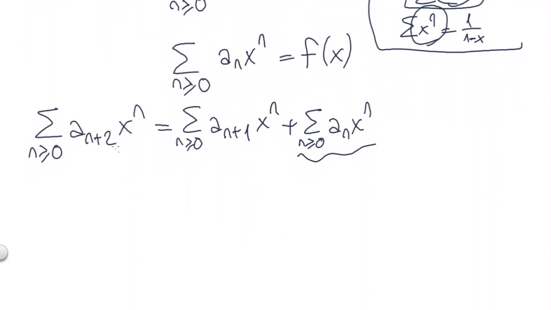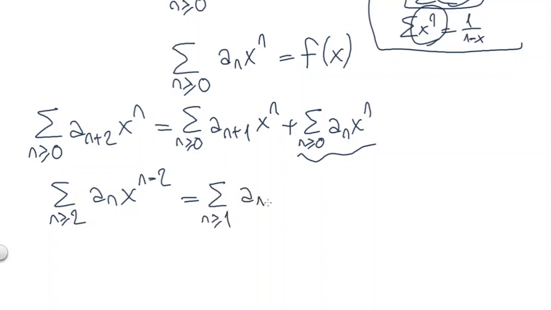So now, first of all, I need to make this a_n, and then I can deal with the power of x. It's always easier to deal with the power of x. So I'm going to do this part: I will put n equal to n minus 2. So my sum will start from 2, a_n x to the n minus 2, equals, and for this one I just need to put n equal to n minus 1. So this will start from 1, a_n x to the n minus 1. And this one, let's directly write f(x), okay?